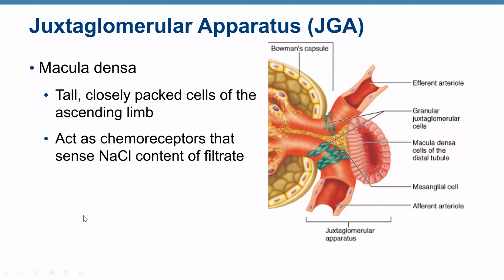The macula densa are tall, closely packed cells in the ascending limb, and they are chemoreceptors that sense the sodium chloride concentration of the filtrate. So the blood enters the glomerulus, and you have these granular cells that are baroreceptors, so they will detect blood pressure. Then, of course, you're going to filter your blood. It will go to the proximal convoluted tubule, distal convoluted tubule, that loop of Henle.